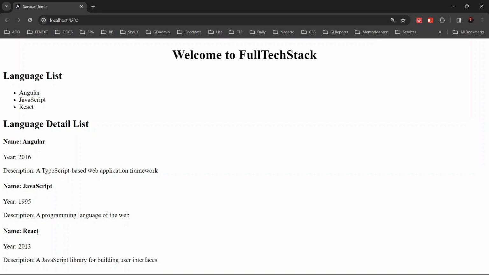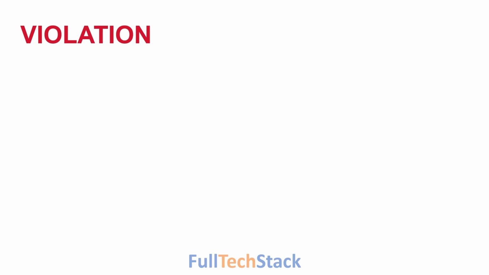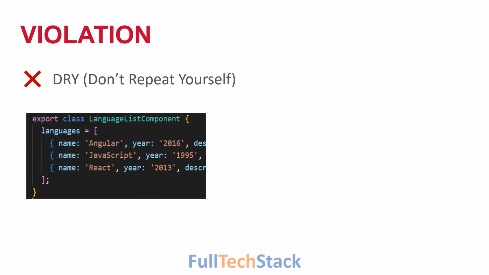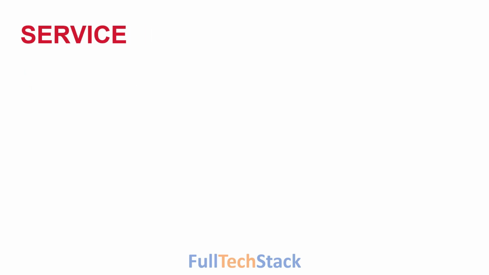Now, if we only examine the requirement we had and consider whether it is met or not, we can affirmatively say yes. However, this is not the optimal solution, as we are violating a significant principle of programming, that is the DRY principle, which says don't repeat yourself. And this is quite evident in our languages array, where we are duplicating it from the language list component to the language detail list component. So we definitely need a better solution, and that solution is a service.